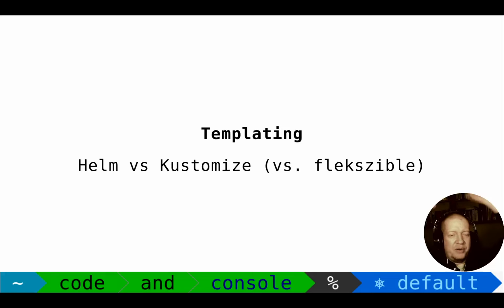Hello and welcome back. Today we will talk about templating, especially in the context of Helm and Kustomize. Helm uses templating, Kustomize doesn't use templating. Is it good or bad?